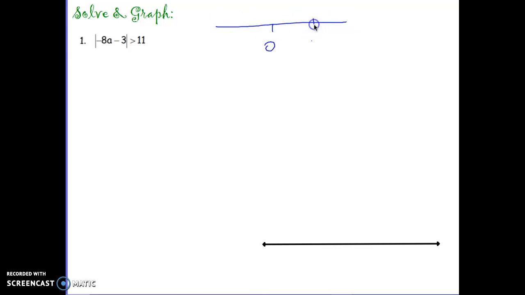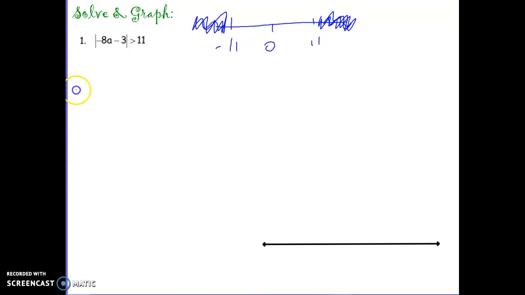Here's 0. Here's 11 units to the right. Here's 11 units to the left. So more than 11 units away from 0. That's going to be all of these things. They're more than 11 units away from 0. And also all of these things. Those are more than 11 units away from 0 as well. So think about what I have here.